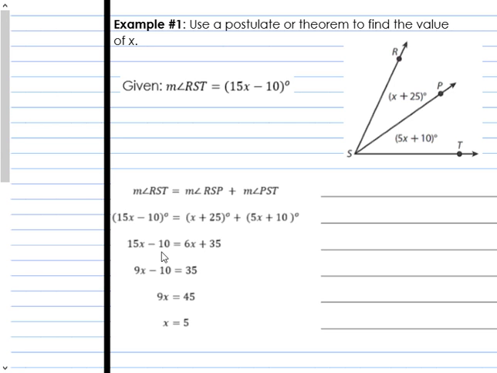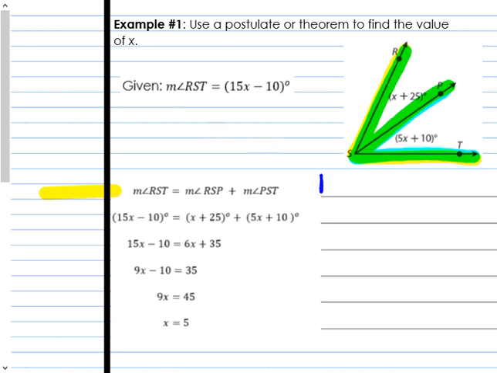Use a postulate or theorem to find the value of X. This is kind of like a proof, but we're just listing the steps of why we're allowed to do this. So they give us that the measure of angle RST, the whole angle, is equal to 15x minus 10. Okay? So the first line of our proof says that the measure of angle RST, which is our whole angle, is equal to RSP plus PST. Well, how do we know that to be true? What makes that true?